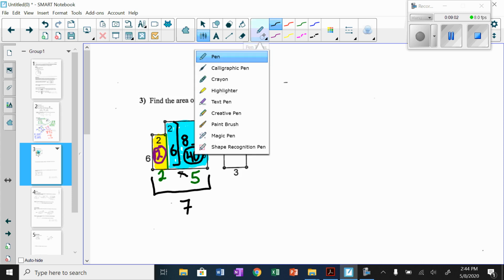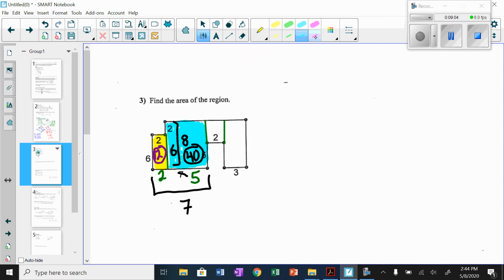Okay, let's keep going. Let's move on to a purple rectangle. Now we know the base is 2, that's clear. Now the height is going to be 8 minus 5, which is 3. So the area is 3 times 2, which is 6. And finally, this total height is 8, the base is 3, the area is 24.